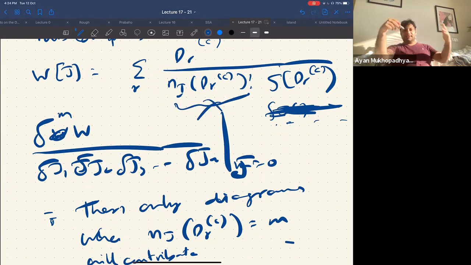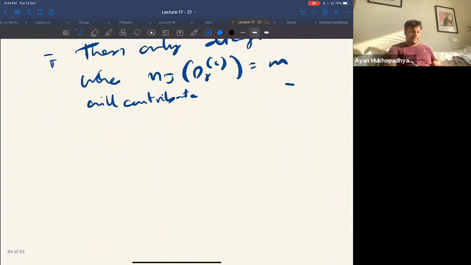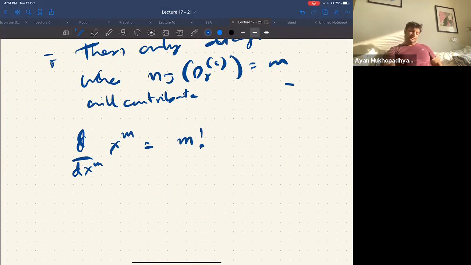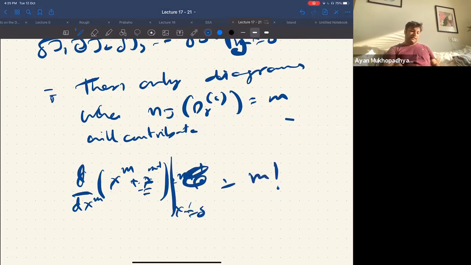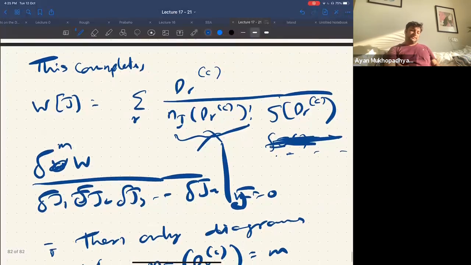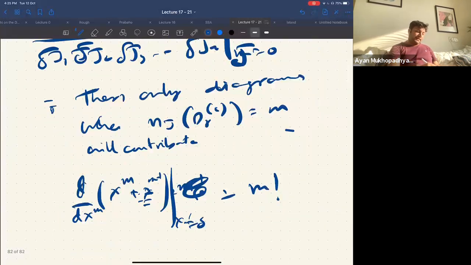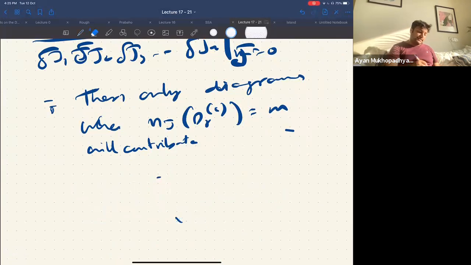because if I take d by dx of x to the power m, I get m factorial at x equal to 0. Here, if I put x, it doesn't matter. But if I have, for example, x to the power m with some factor, then I simply get factorial m when x is equal to 0. But now I already have this 1 over factorial m here, so it cancels out. And this would give me exactly the connected correlation function.